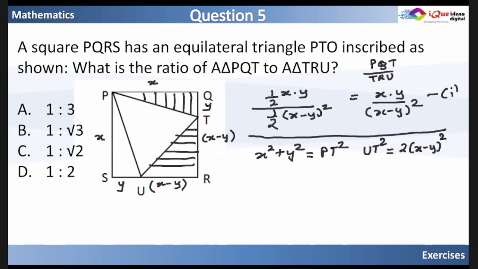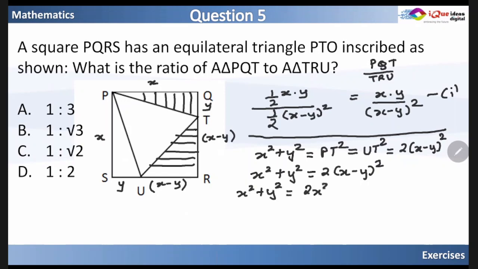Now because it is known that PTU is an equilateral triangle, even this is same. So can I say x square plus y square is equal to 2 times x minus y the whole square? So now I simply expand this. So I get x square plus y square is 2 times x square plus 2 times y square minus 4 times xy.